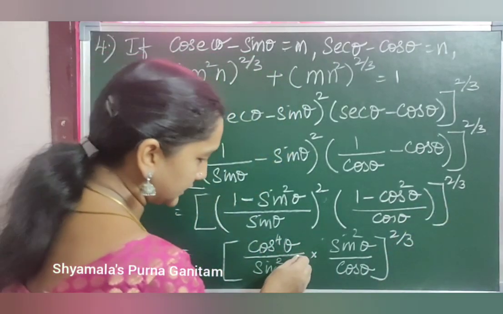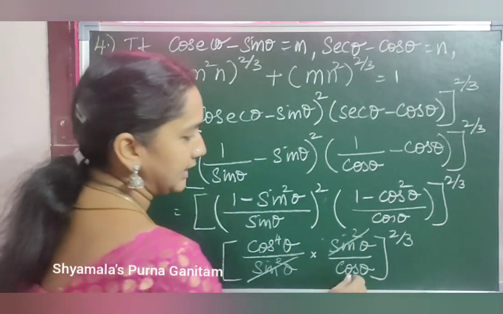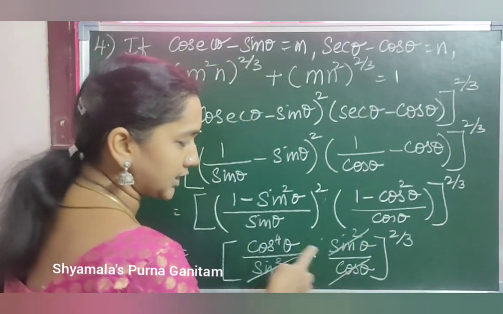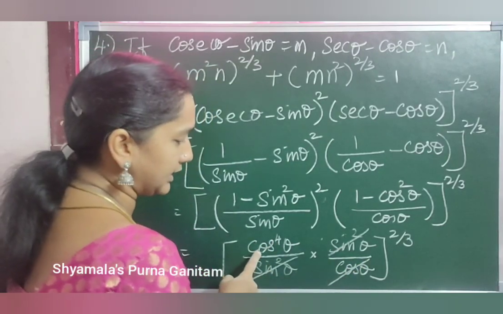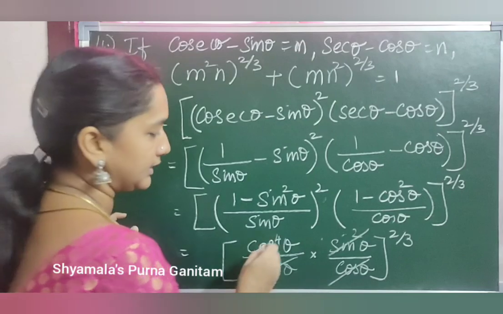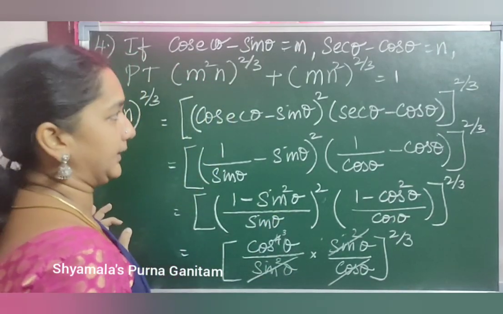Okay, then the sin squared theta and sin squared theta will get cancelled, and cos theta is there here, and cos power 4 theta is there. So when I simplify this I will get cos cube theta.